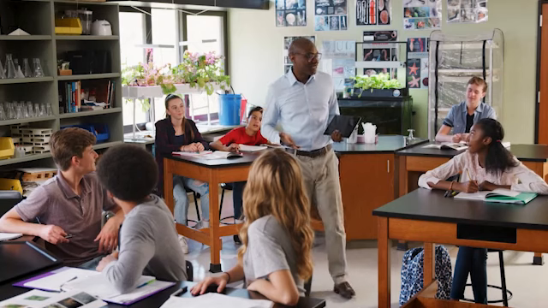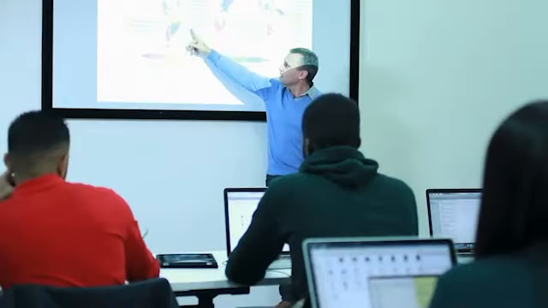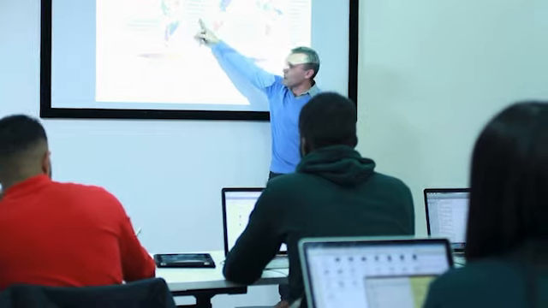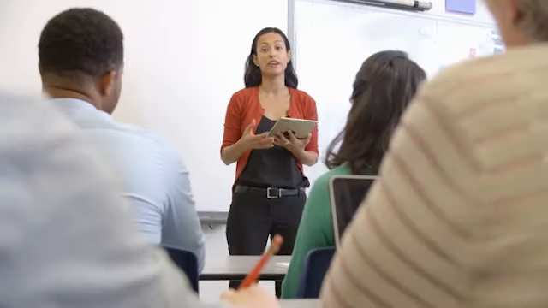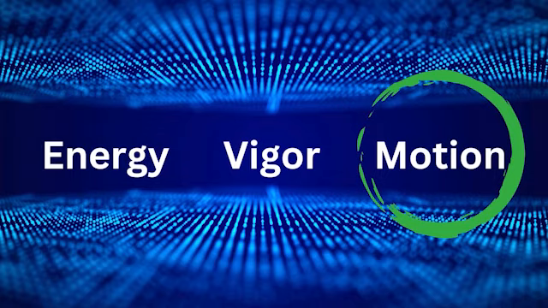So every 7 seconds, there needs to be some kind of movement, some kind of voice inflection, some kind of turning of the page, some kind of pointing to the board, some kind of pointing to a video, some type of asking a question. Something every 7 seconds needs to happen. Whether you're doing it or whether the students are doing it, it keeps them engaged. These 3 elements are what makes you dynamic: energy, vigor, and motion.